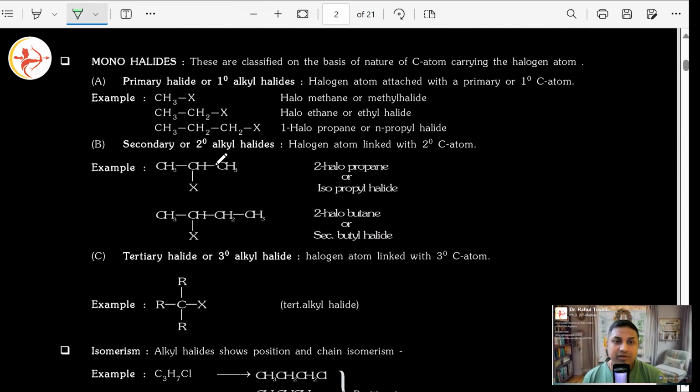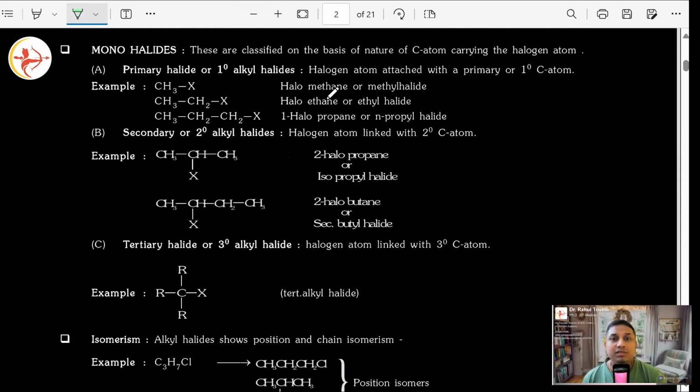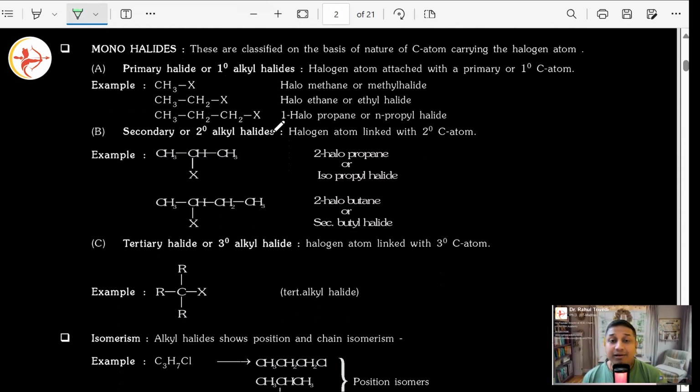Now, one by one, monohalides, how do we name them? That procedure is given. If they are connected at the primary carbon, how are they named? That you should know. Correct. Two ways of naming it. One is halomethane or methyl halides. Correct. This is the IUPAC name. This is the old way where you use halides.